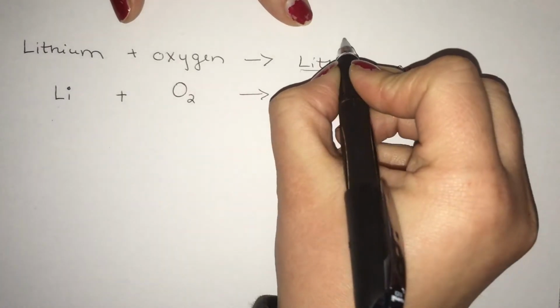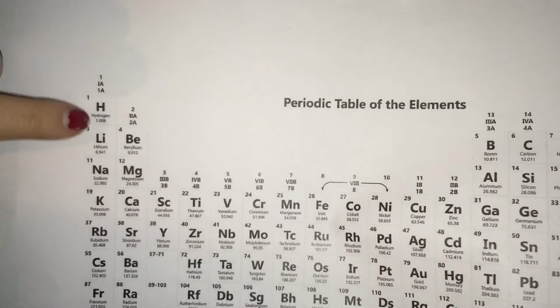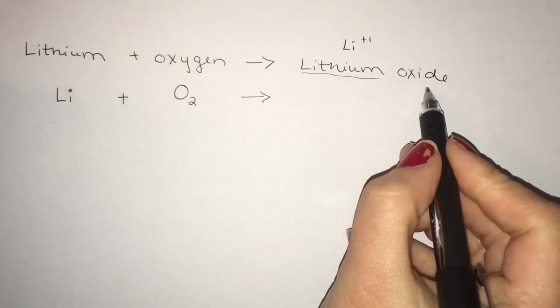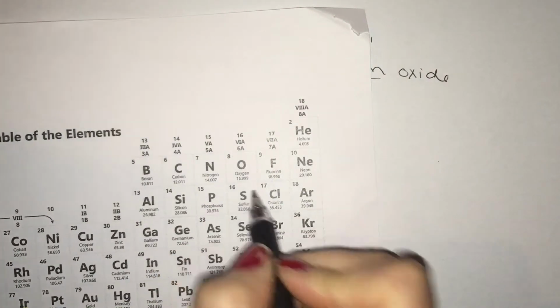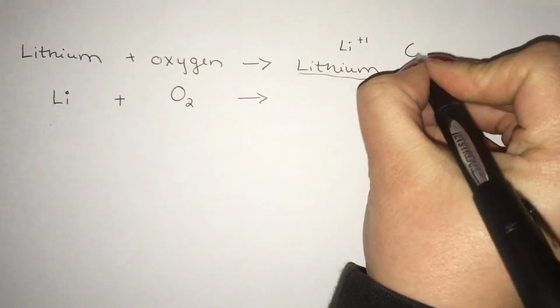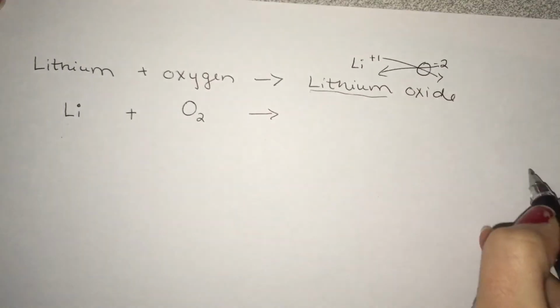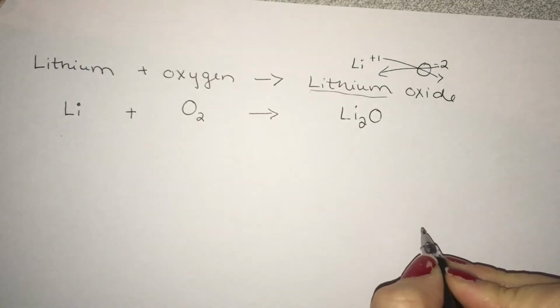So what we're going to do is bring the charges here. Lithium is in the first group, so it has a +1 charge, which we wrote here. Oxygen, or oxide, it's here, and it has a -2 charge. So we're just going to cross the charges down, and it will become Li2O, okay?